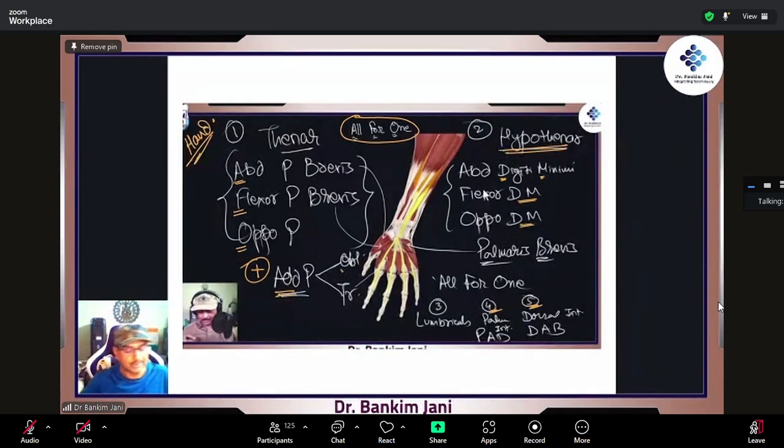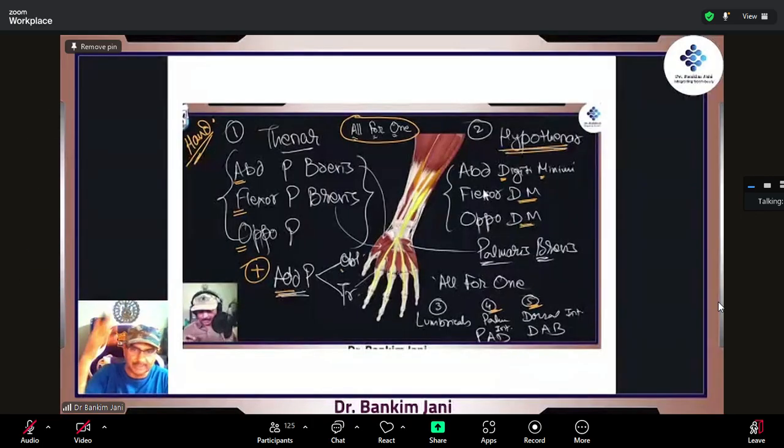So on the thenar side, we have got all for one: abductor, flexor, and opponens. Because this is the thumb, so pollicis brevis and pollicis for the opponens. But then there is a 4th one, which is the adductor pollicis. It has 2 types of fibers: one is the oblique, second is the transverse. Finished.